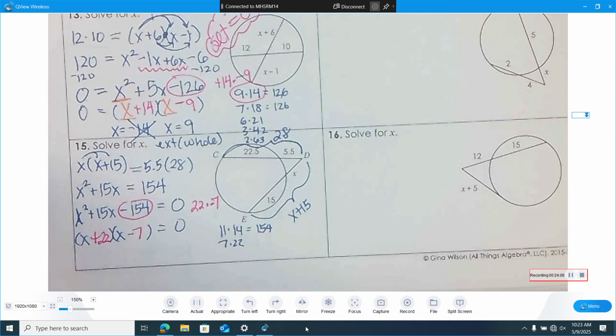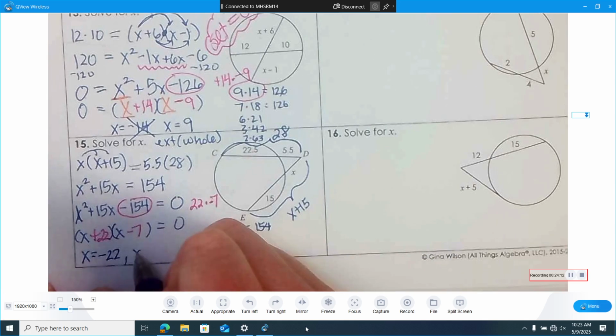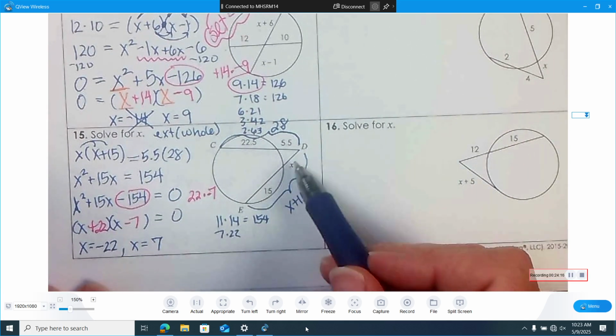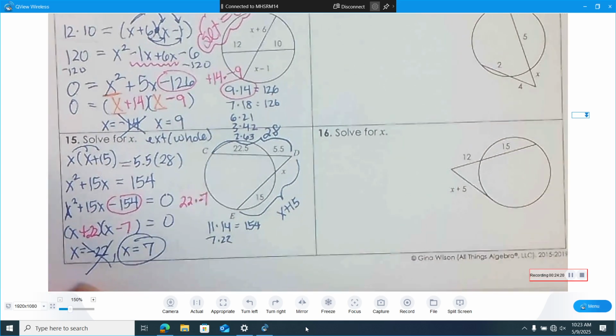What are my solutions for x? Good. And which one makes no sense at all? Negative 22 makes no sense, so we have one solution there of 7.